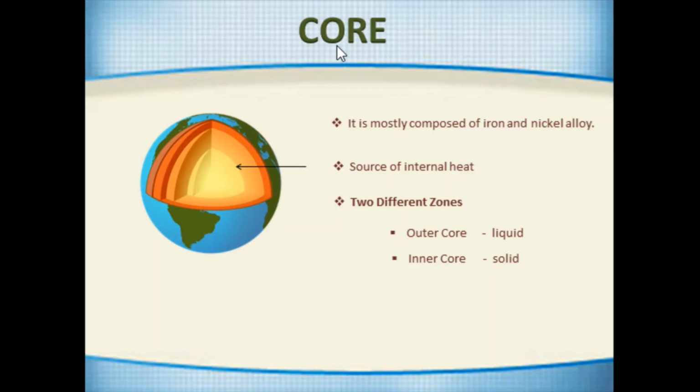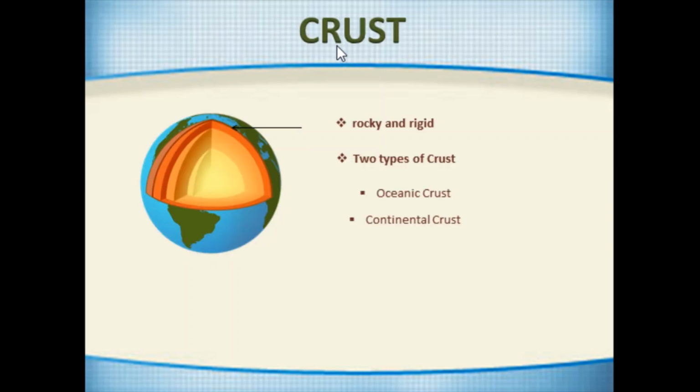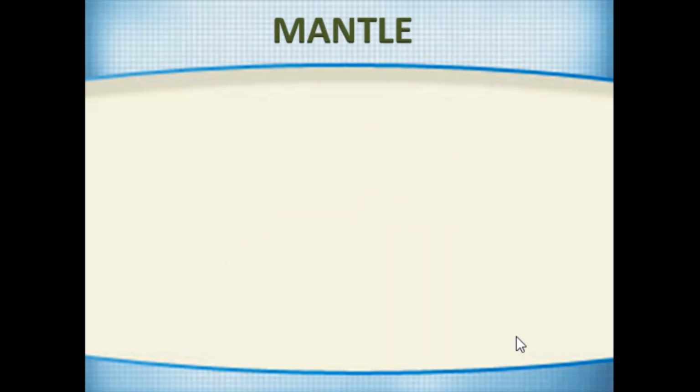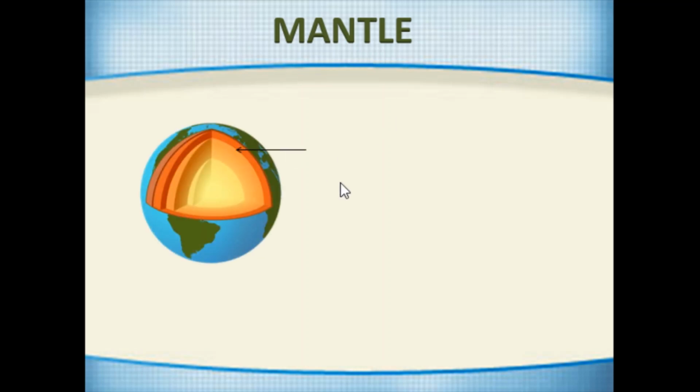Okay, let's review the different layers of the Earth, starting with the first one. What is this? It's the crust. C-R-U-S-T. The crust is rocky and rigid, and there are two types of it: the oceanic crust and the continental crust. Oceanic crust is for waters, and continental crust is for the land. Next, we have the mantle, spelled M-A-N-T-L-E. It's found after the crust, it's composed of magnesium and iron, and this is where volcanic eruptions happen.